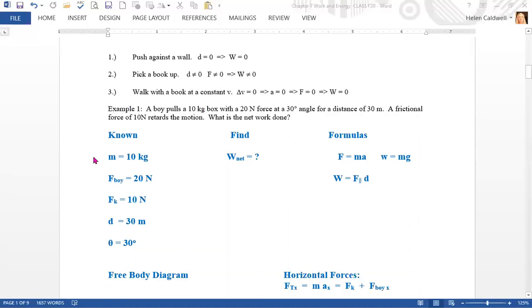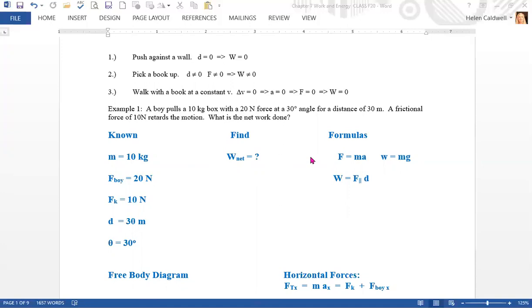Let's do an example. So we have a boy pulling a 10-kilogram box with a 20 Newton force at a 30-degree angle for a distance of 30 meters. Frictional force is 10 Newton. It retards the motion. What is the net work done? So we want the total work.